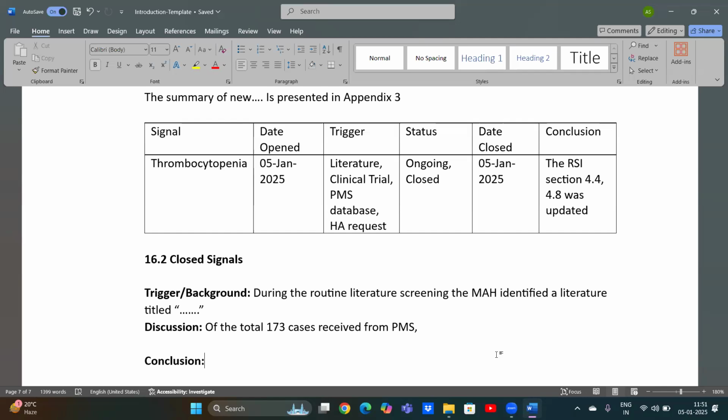Also Amit, if a signal is identified, like suppose a rash is already identified in the RSI, and SJS is reported in some of the reports within a short period, like 4 to 5 reports came within a short period, so this information will trigger, right? In the trigger background, right?